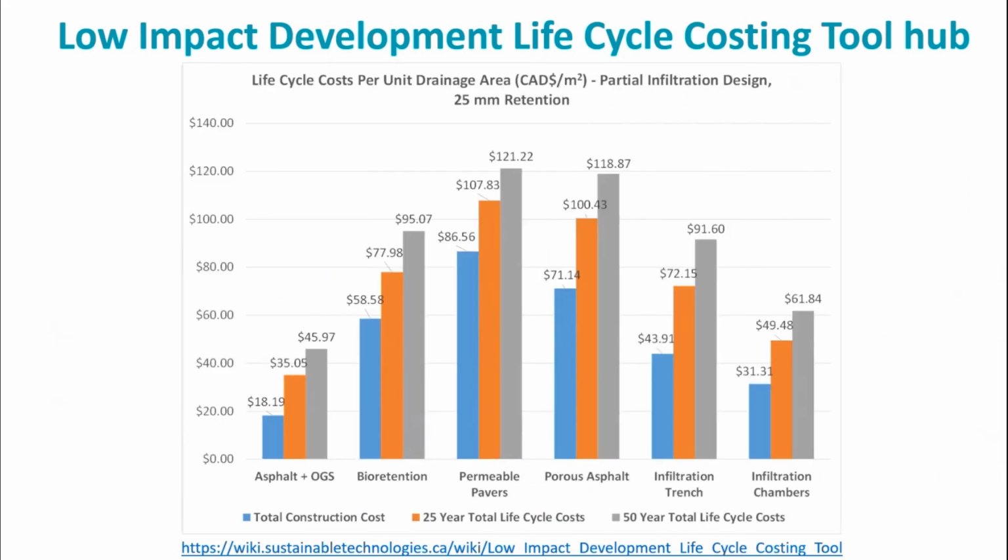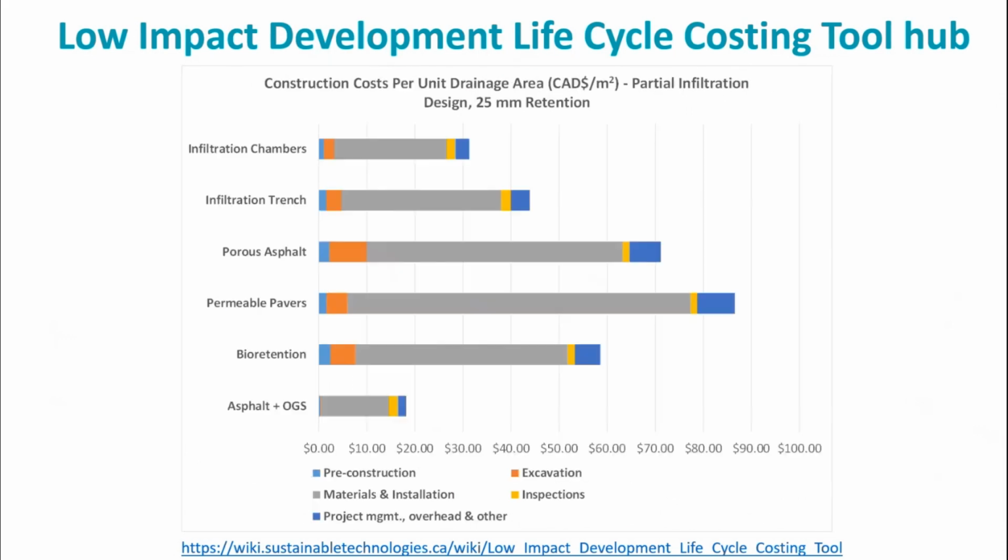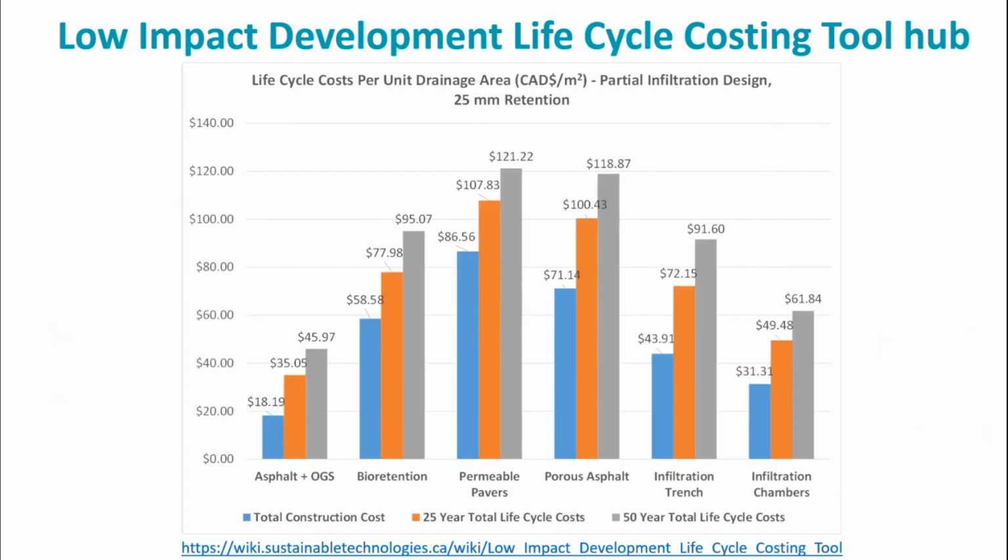The other thing we compared is what is the total life cycle cost per unit drainage area. So instead of what is the initial construction cost, what is the overall life cycle cost per unit area or square meter area? So we can see, again, you can look at total construction costs, a 25-year total life cycle cost, and then a 50-year life cycle cost. So again, as these systems age, you're going to have to do more maintenance, more inspections, and more rehabilitation work to make sure they're still operating at initial novel performance levels.